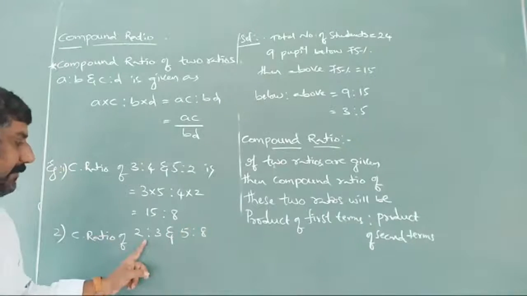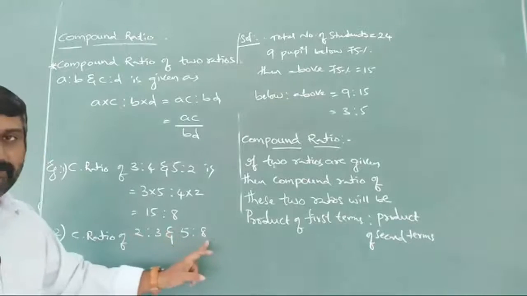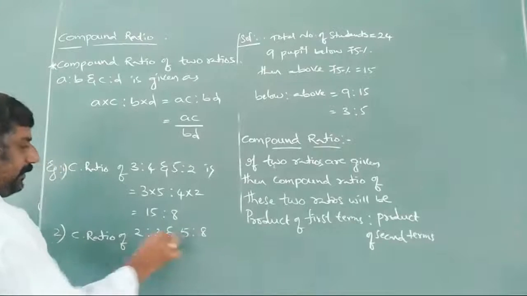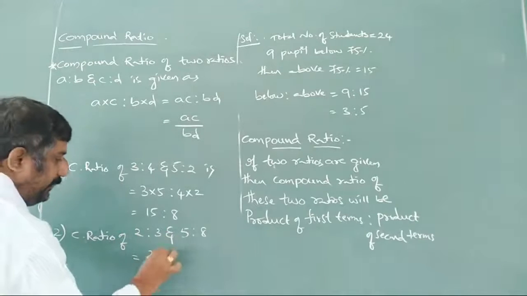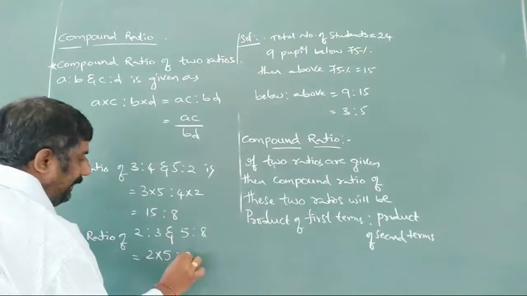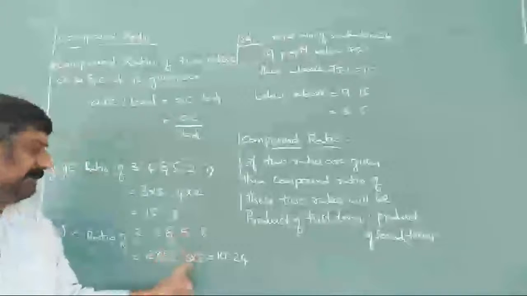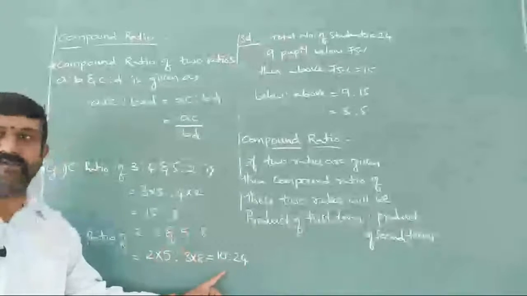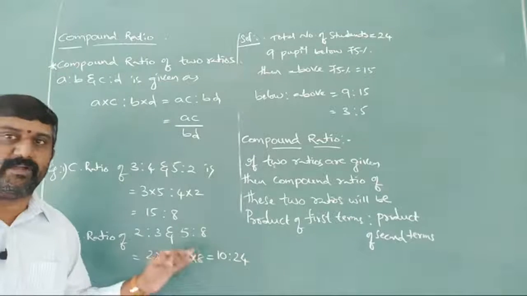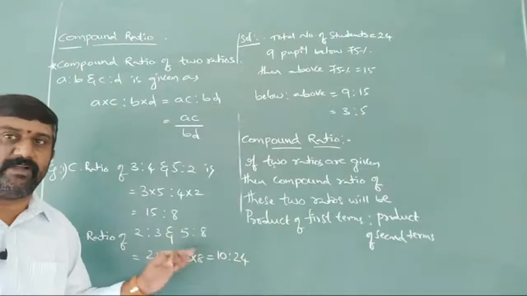2 is to 3 and 5 is to 8. Now it can be given as the product of first terms 2 and 5, so 2 into 5 is to the second terms 3 and 8. First terms, 2 5s are 10, second terms, 3 8s are 24. Simplified form is in the 2 table, 2 5s are 10 and 2 12s are 24, so 5 is to 12 is the simplified form.